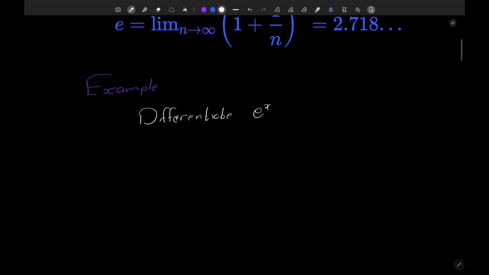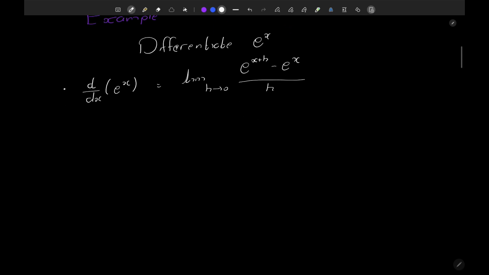The first thing to do is to recall the first principle. What does the first principle say? It says the derivative with respect to x of e to the x is the same thing as the limit as h tends to 0 of e to the x plus h minus e to the x all divided by h. So in this question, the first thing we need to do is to calculate our individual terms.